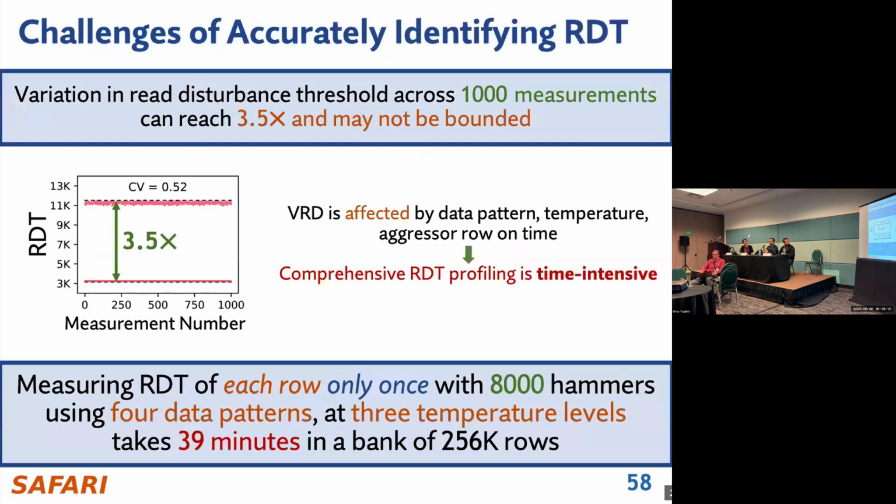So how long does it take to profile? Essentially, measuring the RDT of each row only once with 8,000 hammers using 4 data patterns at 3 temperature levels takes 39 minutes in a bank of 256K rows. That's only once. If you do it 1,000 times, that's 39 times 1,000 minutes. I mean, this is one single bank, which is not good.